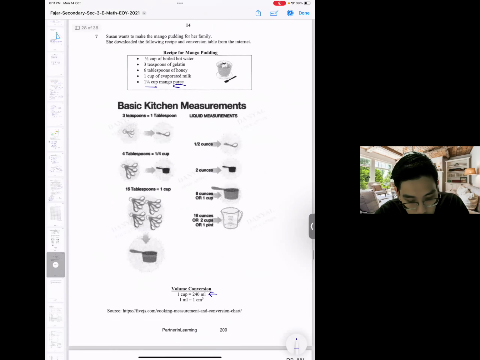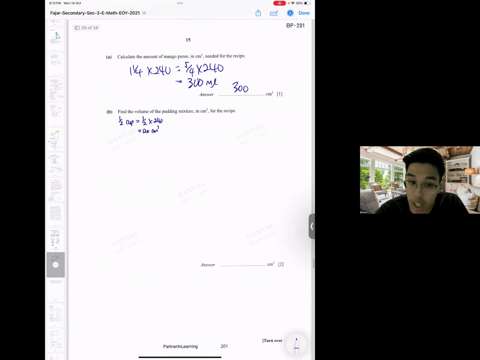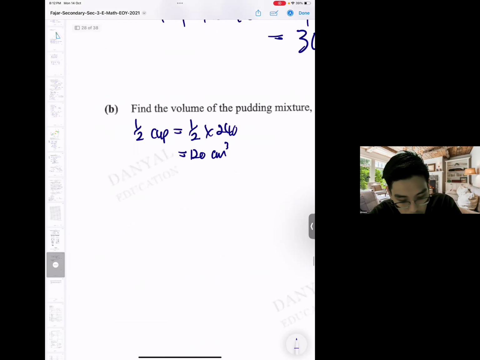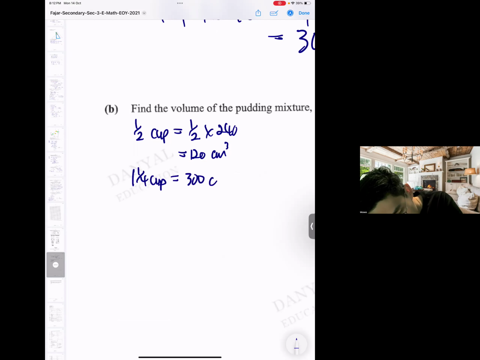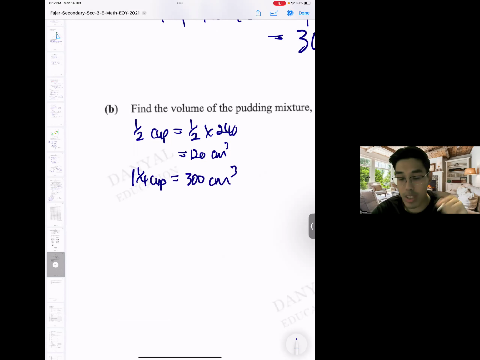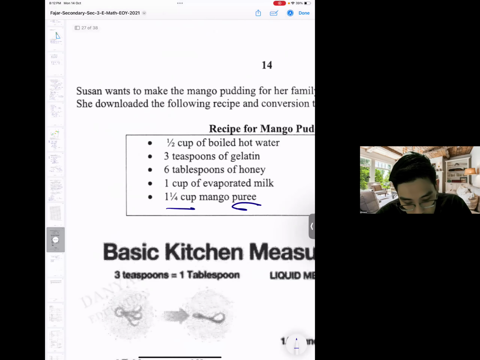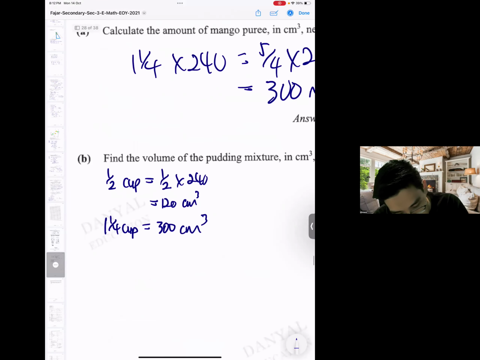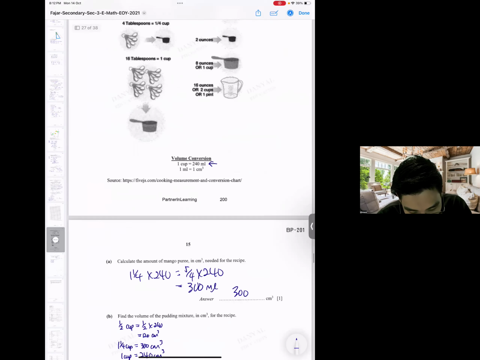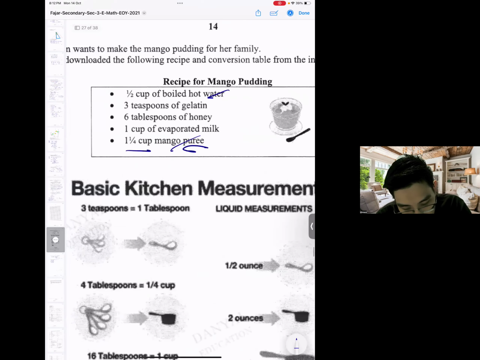That's one. Then we got the mango puree that we did earlier on. This is a 1 1/4 cup, which is 300 cm cube. This is what we took for part A. Just bring down, doesn't matter. So we settle this one, we settle this one. Then you got 1 cup. 1 cup is 240 ml. That's given as well. Then that's for 1 cup.